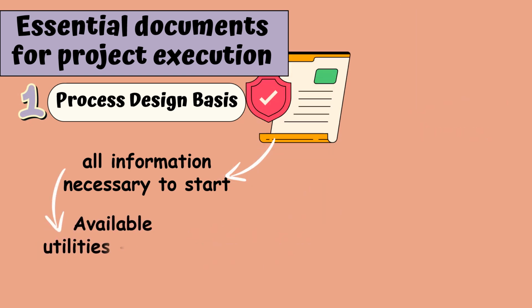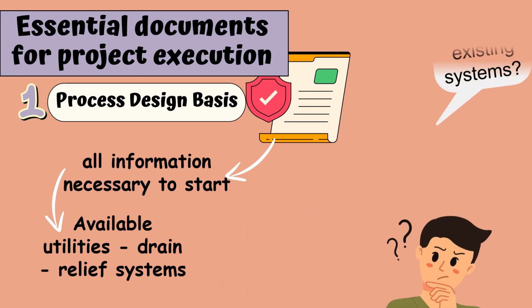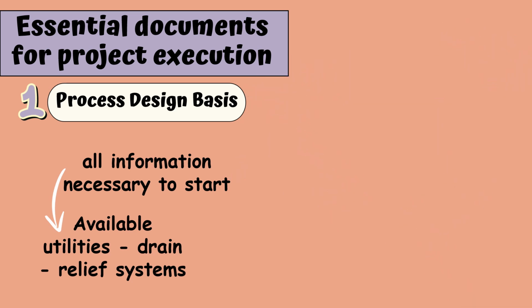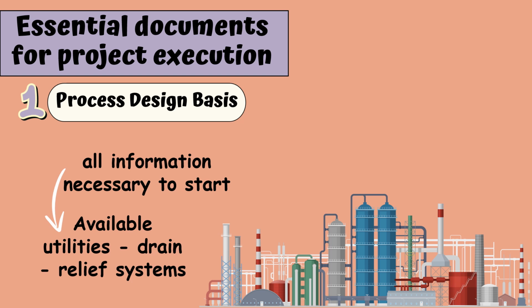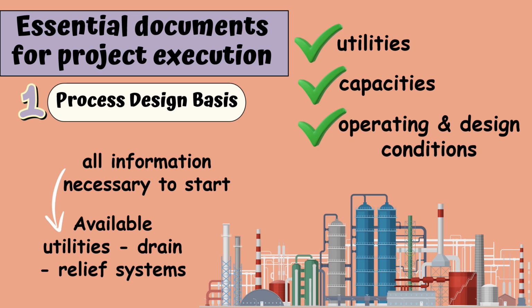Available utilities, drain and relief systems. The new project is expected to use cooling water, electricity, or other systems. Shall we use the existing systems or consider adding new utility systems to serve our project? The design basis should specify the utilities to be used, their capacities, operating and design conditions.